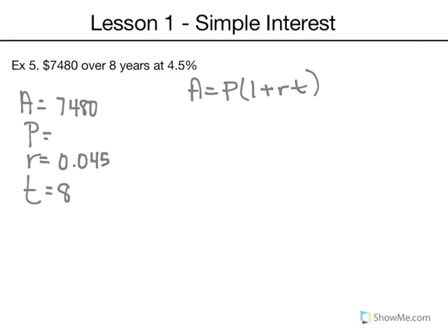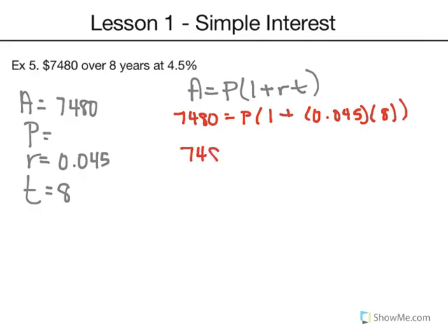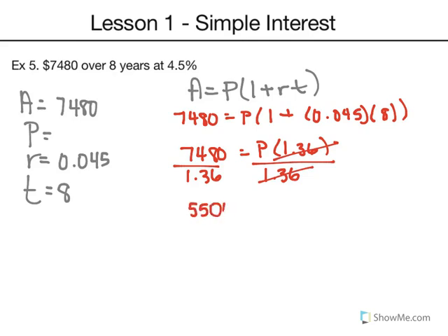So we are going to fill everything in. So we have 7,480 is equal to P times 1 plus 0.045 times 8. So then we're left with 7,480 is equal to P times 1.36. Then we divide by 1.36. And we're left with 5,500. So you initially invested $5,500.